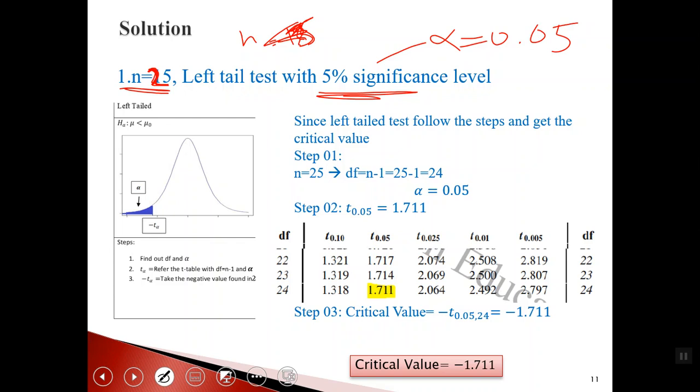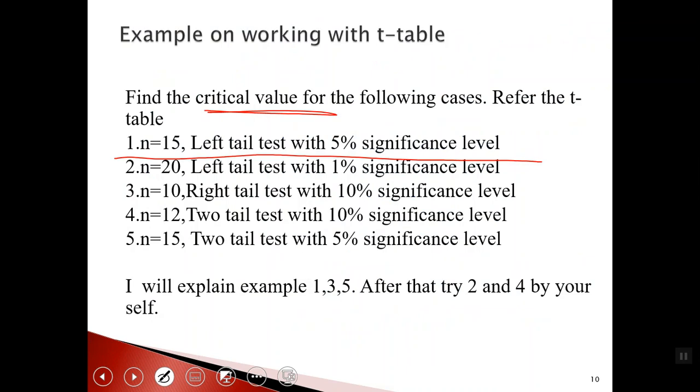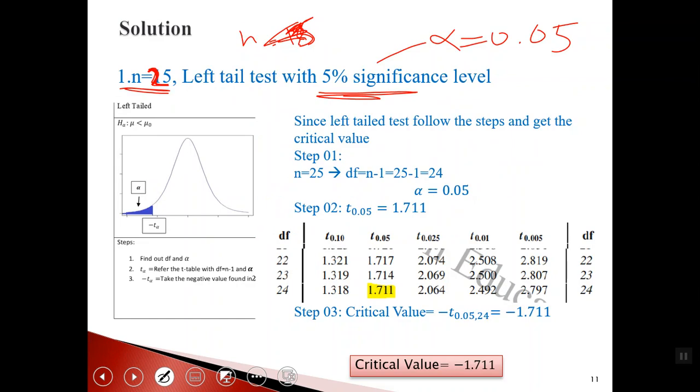First one, left tail test. Have I mentioned it? Yeah, the first one is left tail. Since this is left tail, you know what n is, so you can figure out the degree of freedom, n minus 1, so it is 24. You know what alpha is. This is left tail, it doesn't matter. First try to find this value, t alpha comma degree of freedom.